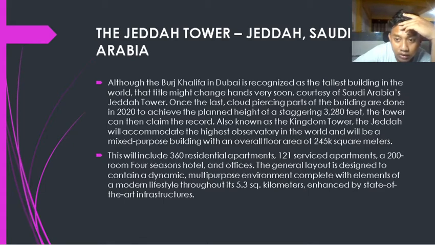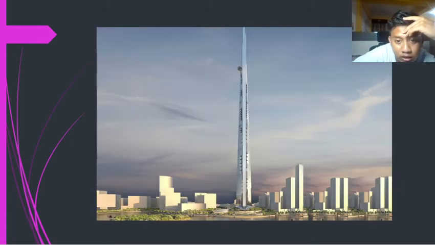Also known as the Kingdom Tower, the Jeddah Tower will accommodate the world's highest observatory and will be a mixed-purpose building with an overall floor area of 245 square meters. This will include 36 apartments. So, ito yun guys. Diba?